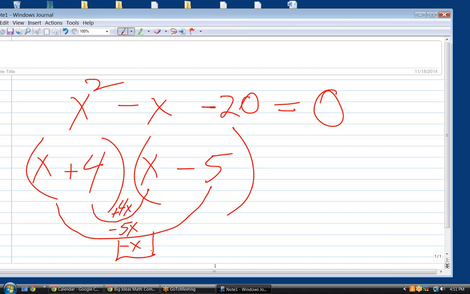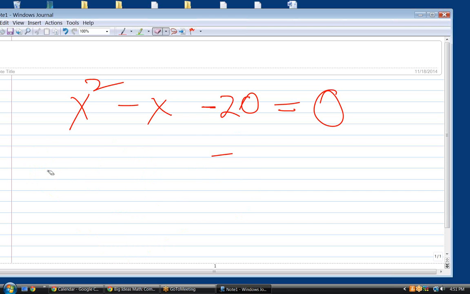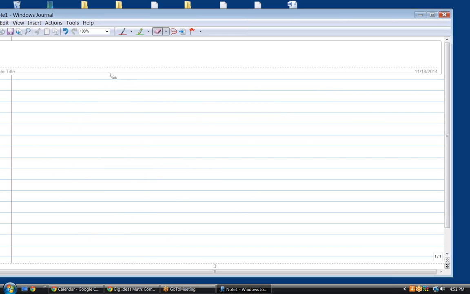I call it my double smiley face method, because I'm always drawing these two smiley faces as my last step to make sure I got the middle term correct. Okay? So far, so good. I'll give you some easy ones, and we'll do one hard one before our session ends. Let's do some more easy ones.